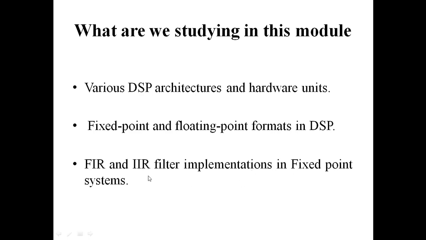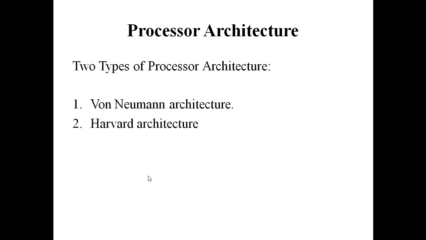Basically, we'll be taking up a simple transfer function or system function, and we shall use that system function to realize it in direct form 1 and direct form 2 in terms of fixed point systems. The processor architecture, as I told you in the previous slide, we will be discussing two types of processor architecture. One is von Neumann architecture, and the second one is Harvard architecture.